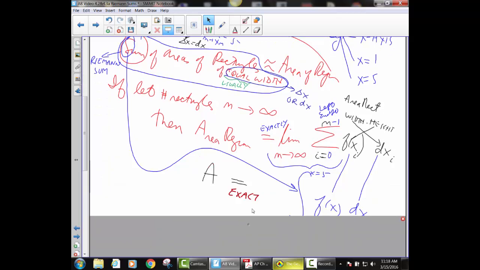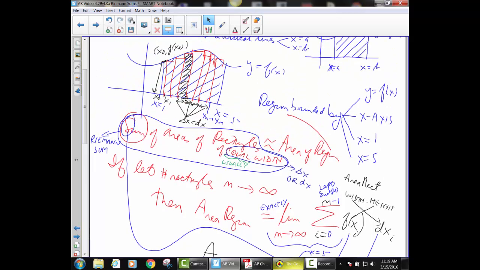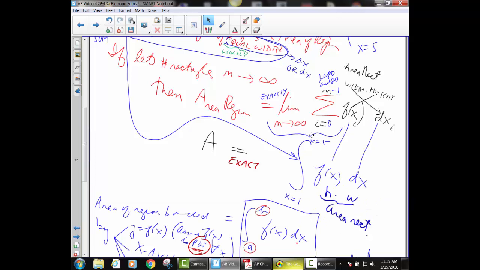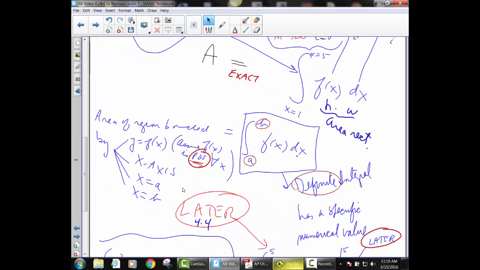Of course, if we were to let the number of rectangles go to infinity, the area of the region would be exactly this. The width of each rectangle is your delta x. The height of each rectangle, depending on which rectangle you're at, is f of your x. And I'm adding together all of those areas of rectangles, which is width times height, as n goes to infinity. All of this is symbolized by the integral, and this is where the definite integral ties into area.